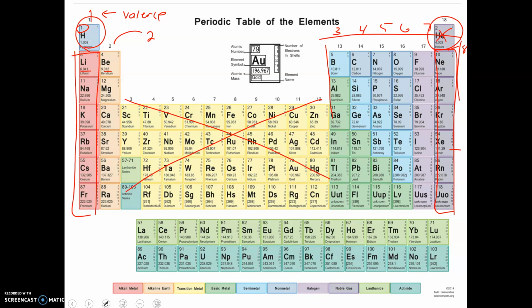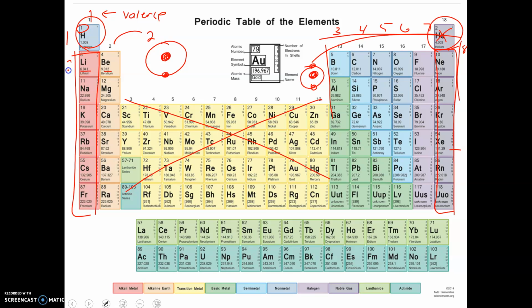Now the rows on the table, these periods, actually correspond to how many electron shells they have. So everything in row 1 has just 1 shell. So hydrogen looks like this. This is the nucleus, 1 shell, 1 electron. Helium has 2 electrons in that same shell, and the first shell only holds 2, you should remember from class.